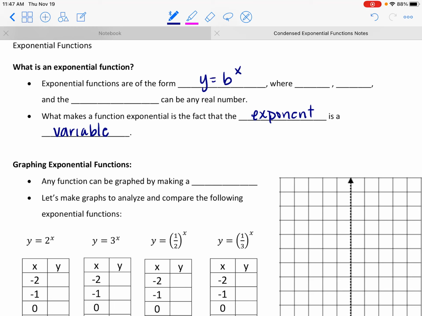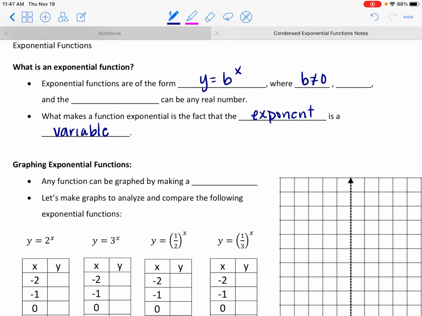What it can't be is 0. So b can't equal 0 because 0 raised to any power is going to be 0. And so what you would be graphing as a result is a linear function. And the same thing would happen if our base was 1. 1 raised to any power is going to be 1, and it would create a linear function on a graph.